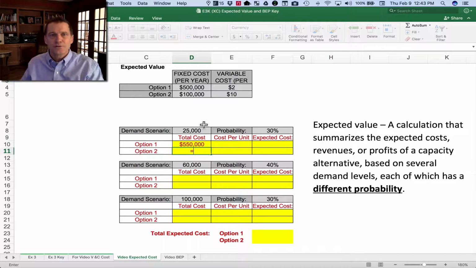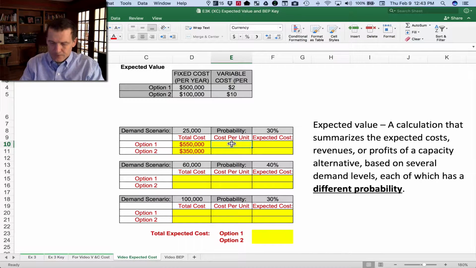Okay, so let's do the next one. Equals my fixed cost plus my variable cost times my volume. All right, I've got both those fixed total cost in. I want to see my cost per unit. That is my total cost divided, whoops, not question mark, divided by the volume. Okay, so see how that works? I type in equals, I select this cell, I type in the slash, I select this cell, and then I hit return, $22, right?